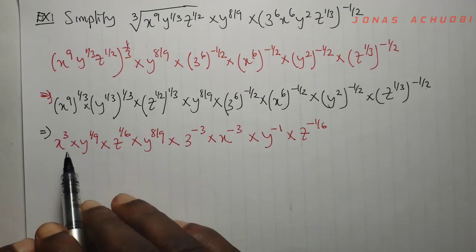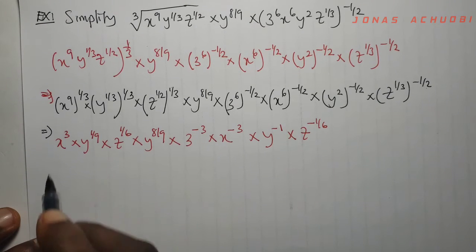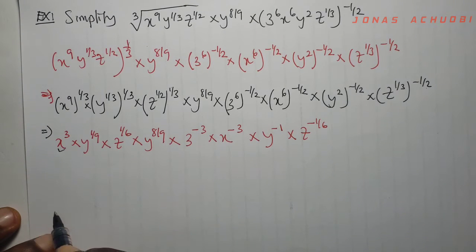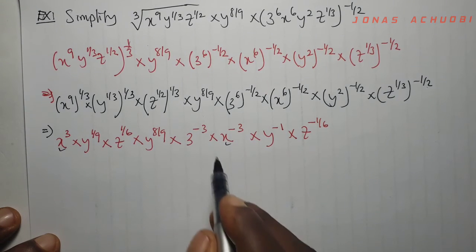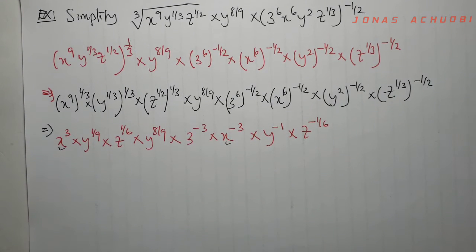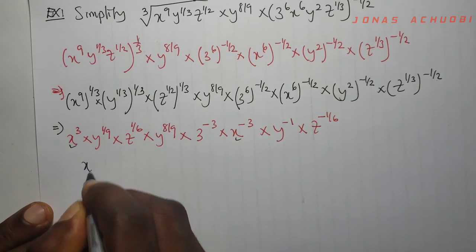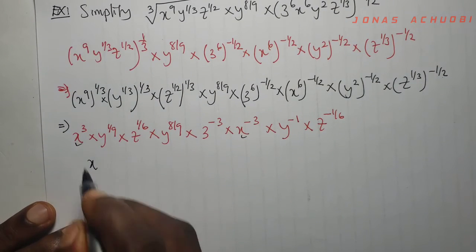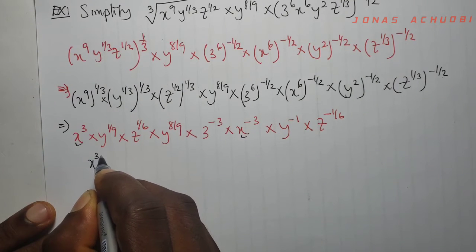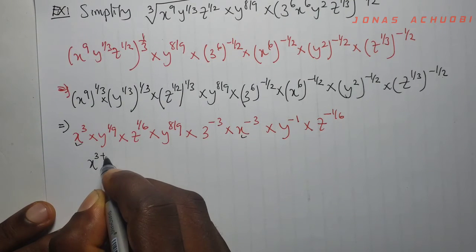So I start with the first base, which is x. And now check. I have x here. Another x somewhere? Yes. Another x is here. And since I'm multiplying, I can apply the first law of indices. So by that law, I'll take the base out and add up the powers. So the power here is 3 plus the other power, minus 3. So 3 plus minus 3.